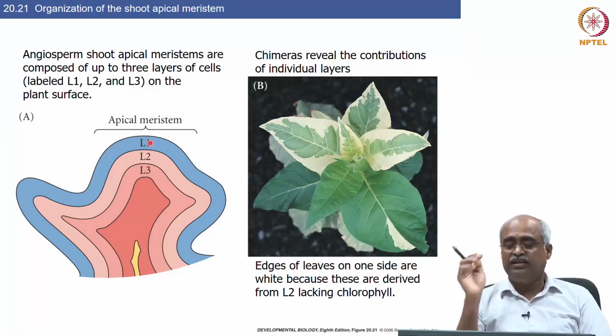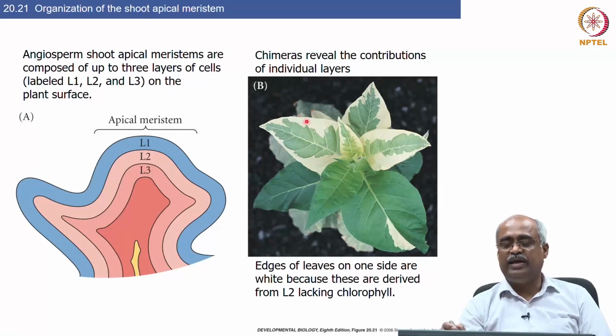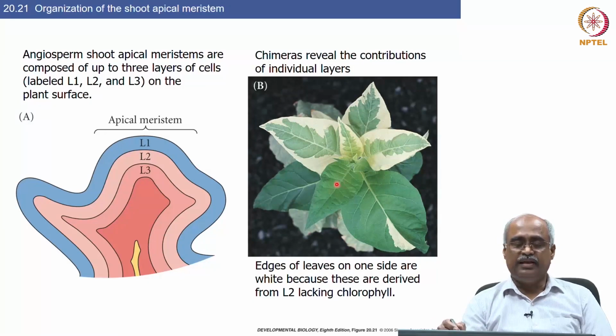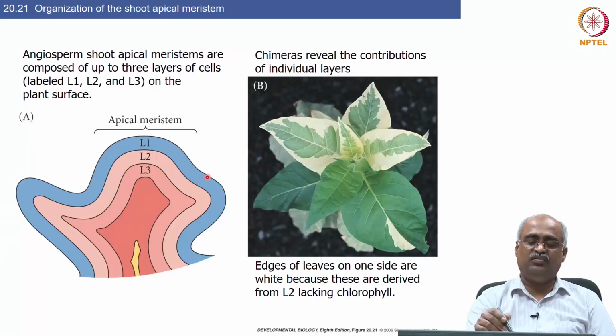For example, here in this figure on the right side, you see some variegated leaves while other leaves are properly normal, fully green. And that is because in the initial apical meristem of this plant, one side of it has an L2 layer that has been transplanted from a genotype that is defective in producing chlorophyll.